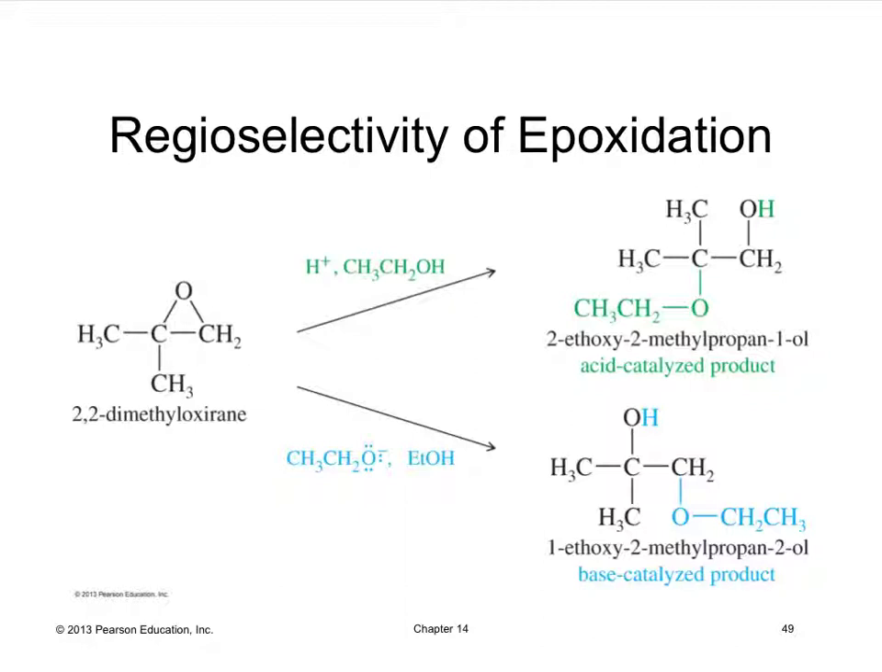In terms of reactions of epoxides under either acidic or basic conditions, in the case of acidic conditions, the alcohol will attack the most substituted side. That's because you form a partial buildup of positive charge over here. In the case of basic conditions, here's the alkoxide and ethanol. Now this will attack the least substituted side, opening up the ring. So the base-catalyzed product reacts on the least substituted side. The acid-catalyzed product reacts on the most substituted side.